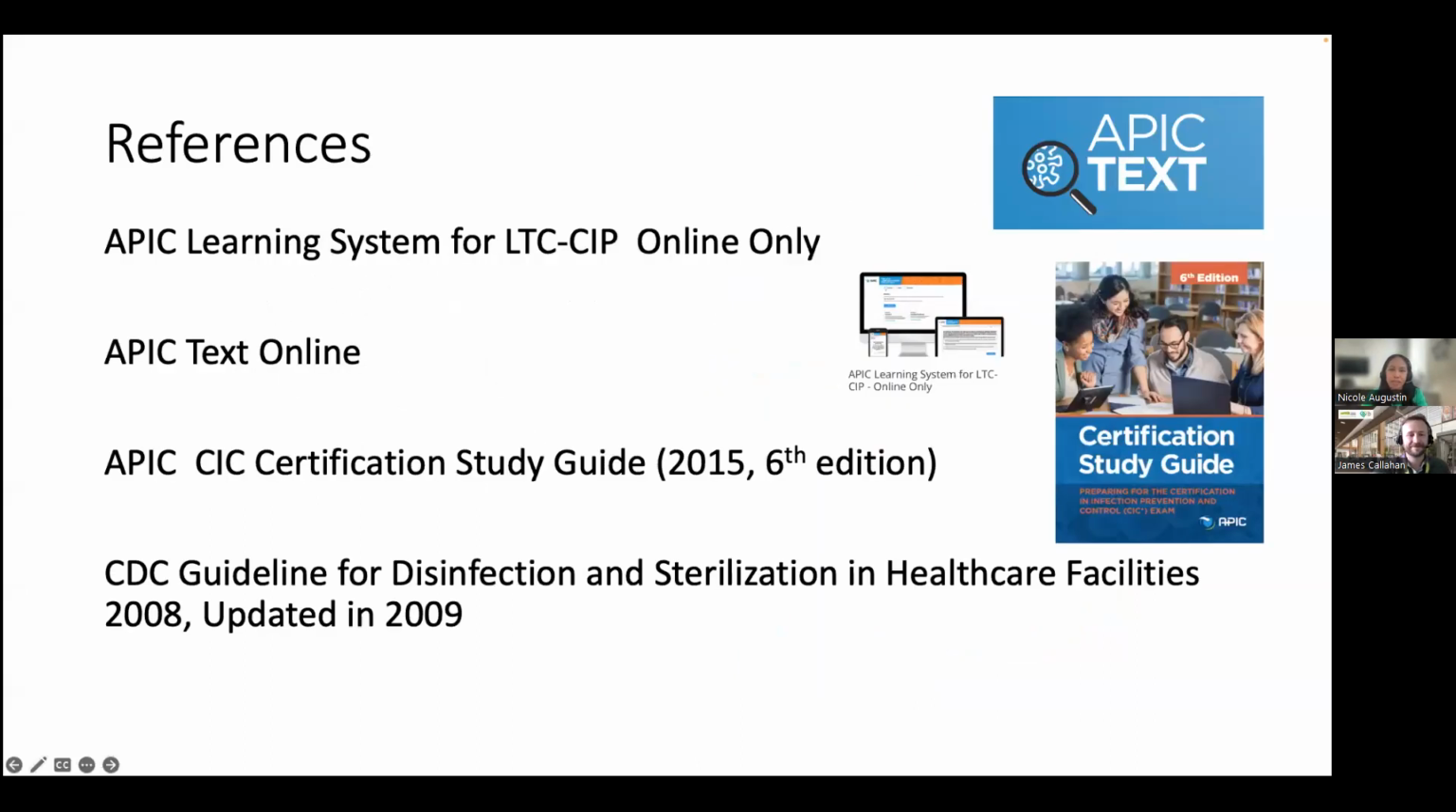Again, I used APIC Text Online. The main chapter I used is chapter 31, which has those great tables. I also used the LTC CIP Online only. I also used the CIC Certification 6th edition study guide, and some content from the CDC.